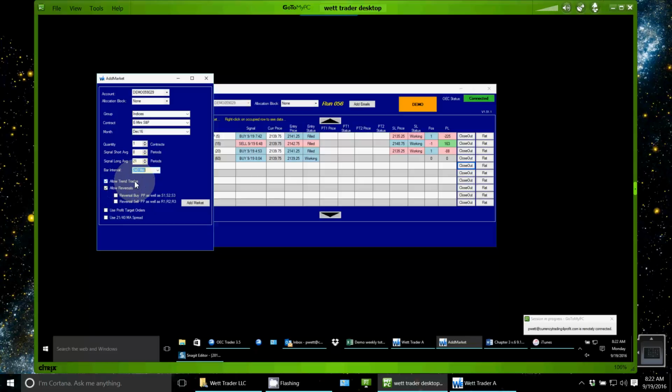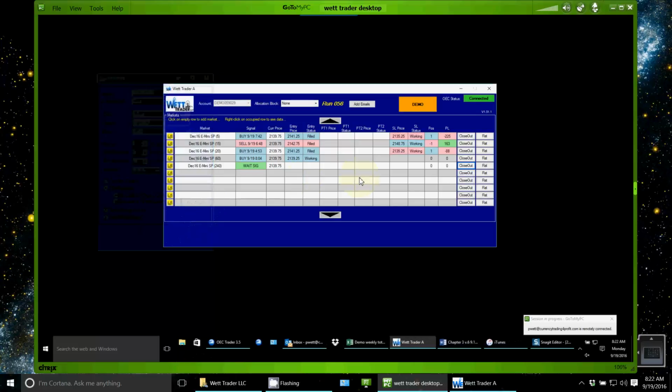Allow trend trades right here. This is default. Allow reversals. This is a little bit trickier for reversals. I'll untick this now because the trend is your friend. And until you get a little bit more experience, obviously you can make some money on the reversals. There's 60 to 70% probability for winners. They do use a lower risk stop. But for right now, the trend is your friend, folks. And then you just click add a market. Look at that. That's how quick it is.